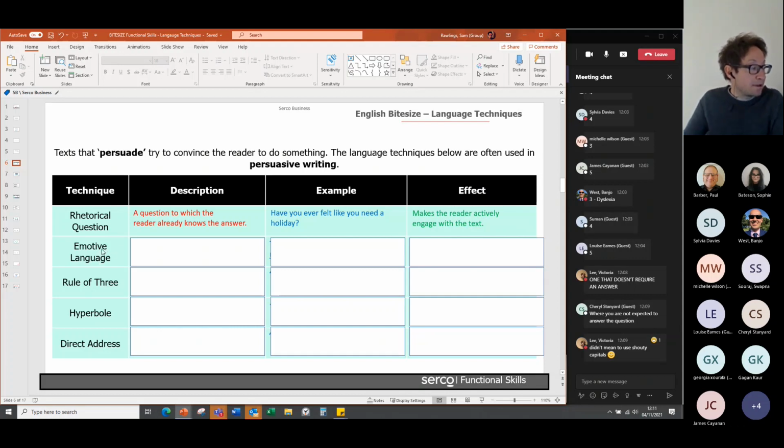So the next one is emotive language. Anyone got any idea what that means? Or what emotive language might be? The clue is this word here, emotive.